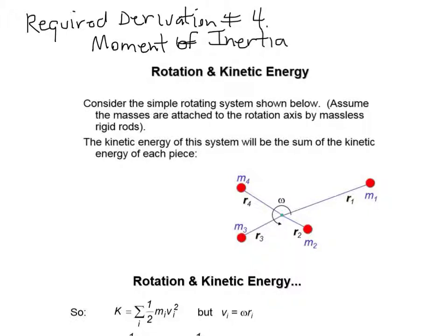Required derivation number 4 is all about the moment of inertia. Consider the simple rotating system shown in the picture. Assume the masses are attached to the rotation axis by massless, rigid rods. The kinetic energy of this system will just simply be the sum of the kinetic energy of all of the pieces here, all of the masses.